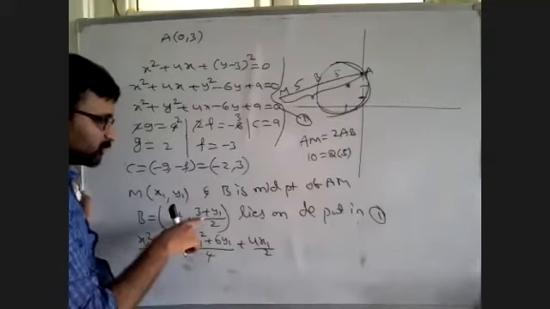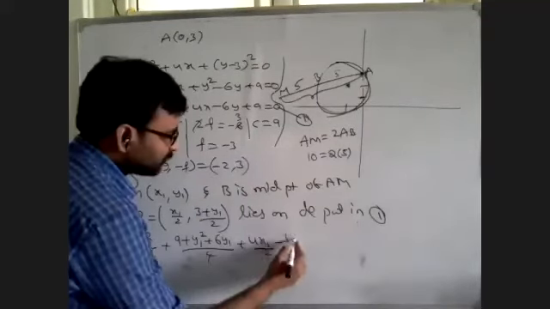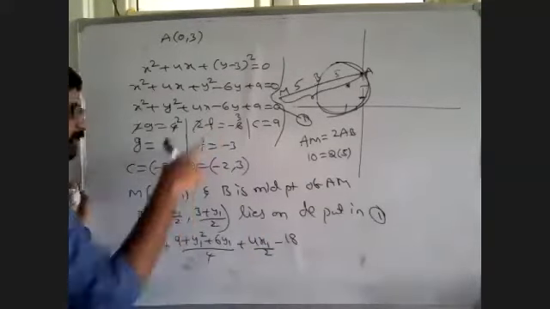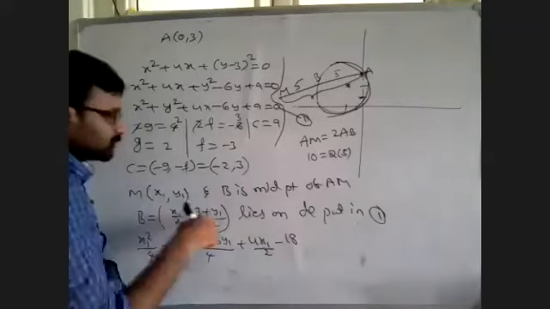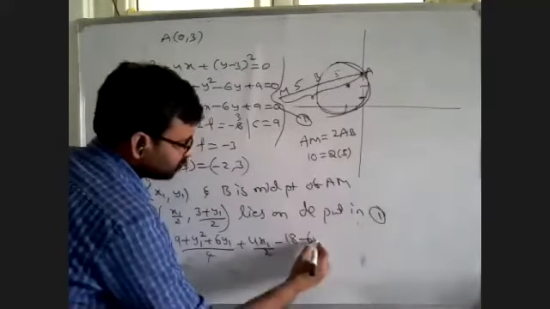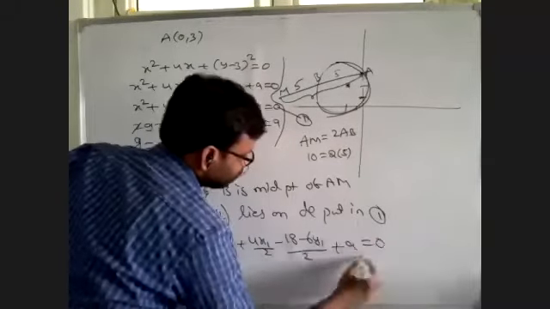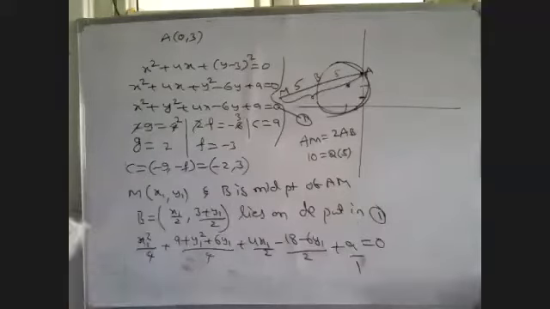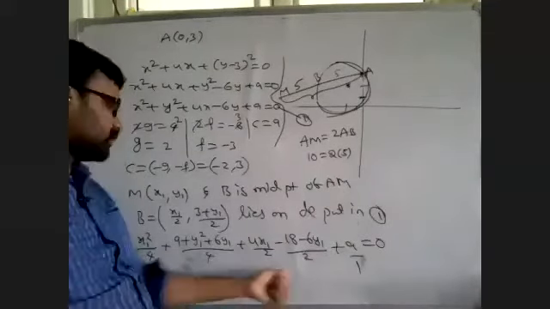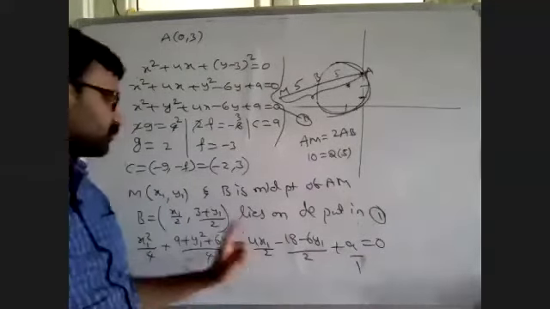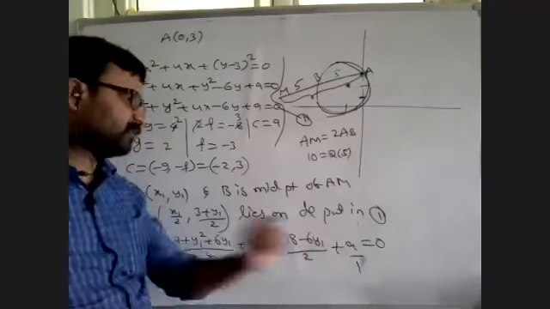6 into this, minus 6 3 ja minus 18. And minus into plus, minus 6 into y1, minus 6y1 by 2. Next, plus 9 is equal to 0 by 1. Do LCM. You will get LCM is 4. And after finding LCM, multiply with 2, multiply with 2, multiply with 4. Then you will get the equation.